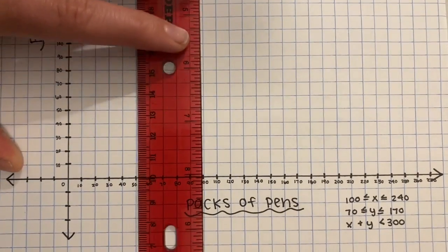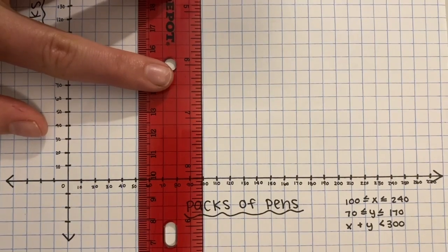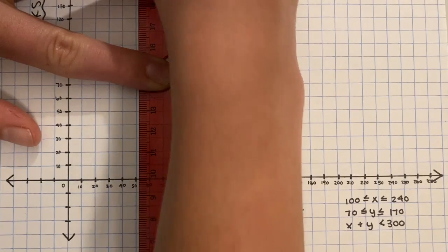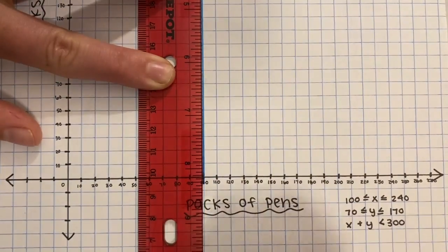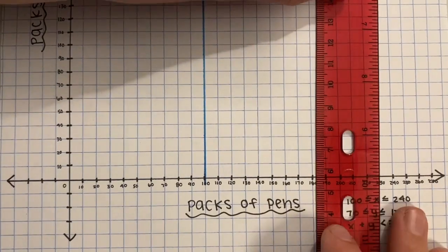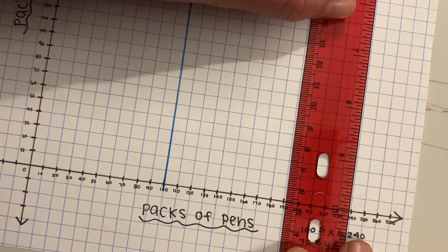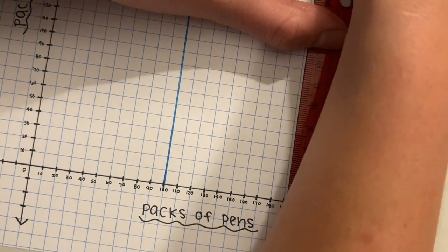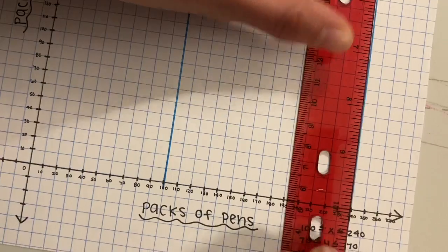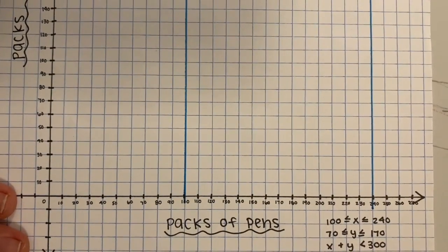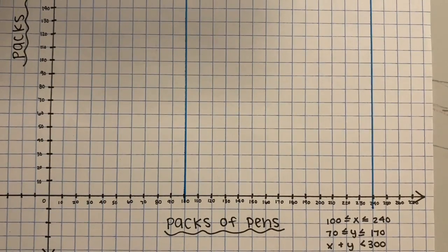So I know I have a solid line at x equals 100, so it's just a vertical line, because we know that x has to fall between 100 and 240. And these are or equal to signs, so they're inclusive. That's where x is falling. So I know I can shade.